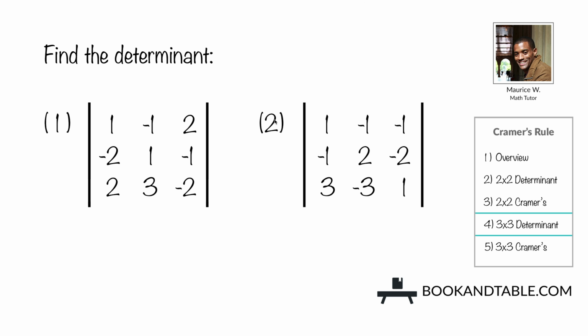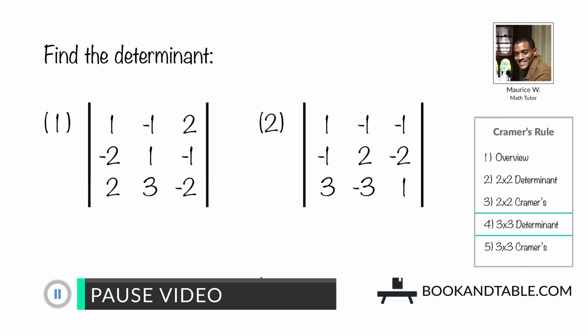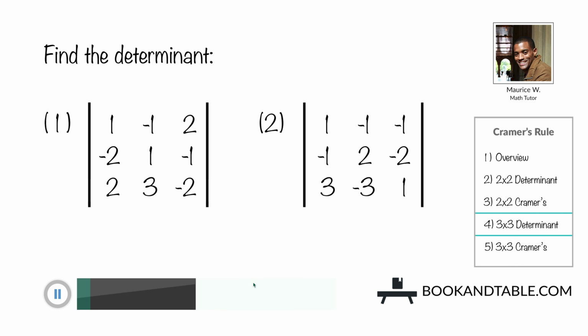Question number 2, column number 1, we have 1, negative 1, and 3. Column number 2, we have negative 1, positive 2, and negative 3. Column number 3, we have negative 1, negative 2, and positive 1. Pause the video, answer these questions, and then press play when you are ready to begin.